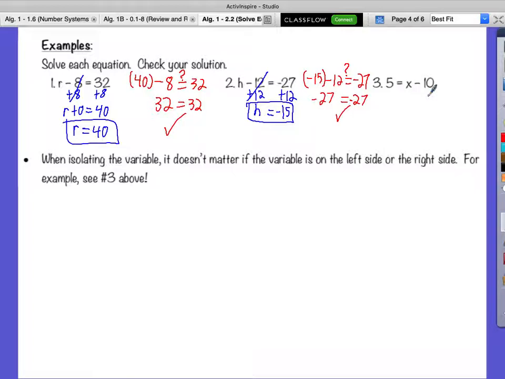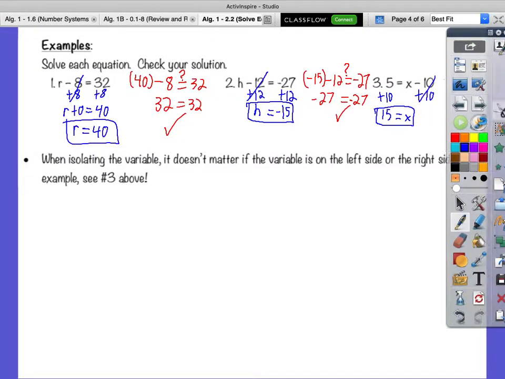Anyway, so we add 10 to this side. What do we also have to do to the left side of the equation? Add 10. Okay, what is 5 plus 10? We'll just go left to right. 5 plus 10 is 15, equals x. Negative 10 plus 10 is 0. Do we have to write it then? No. 15 equals x.